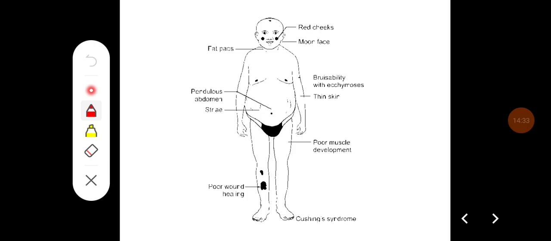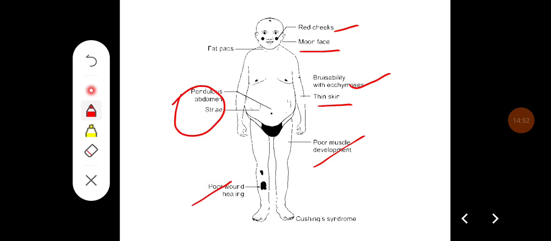So this is the typical clinical feature of Cushing syndrome. You can see the red cheeks, moon face, bruisability and ecchymosis, thin skin, poor muscle development, and there can be poor wound healing, pendulous abdomen and purple striae and fat packs over the neck.